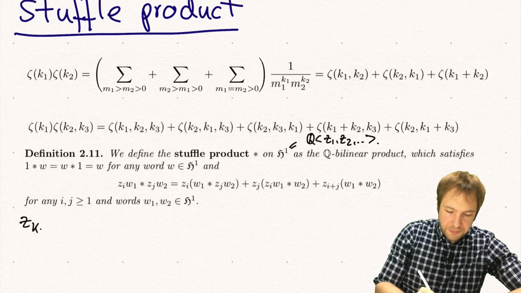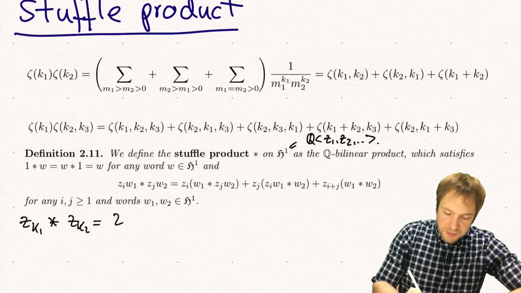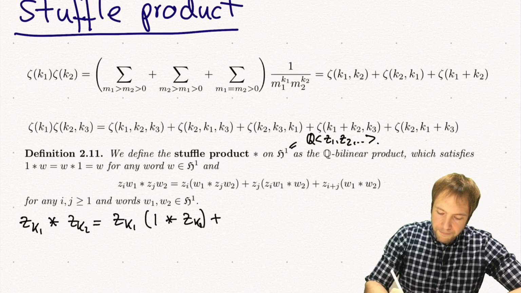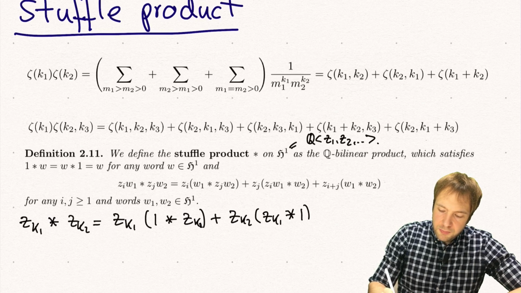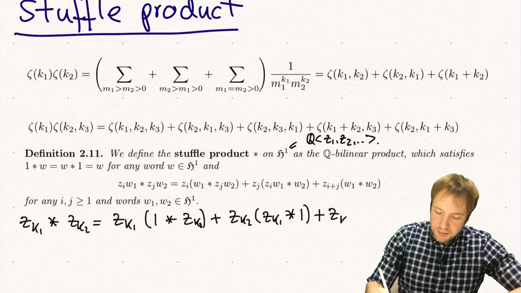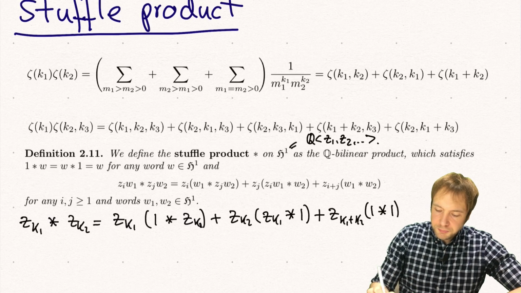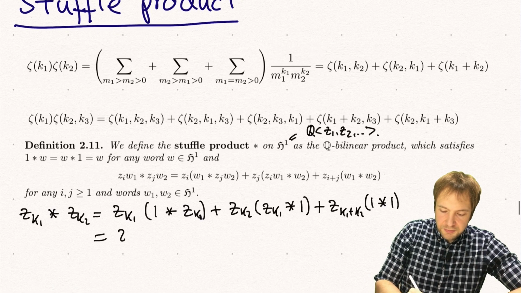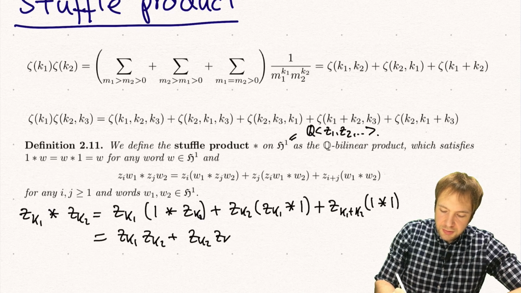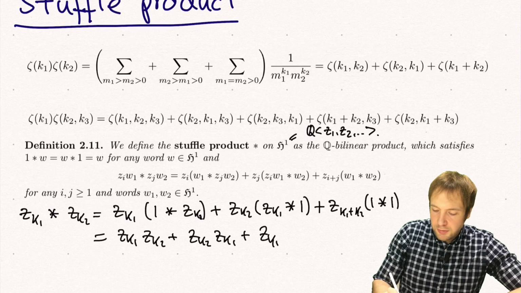So if I multiply z_{k1} stuffle z_{k2}, then by definition this is z_{k1} of empty word stuffle z_{k2}, plus z_{k2} of z_{k1} stuffle empty word, plus now I have z_{k1+k2} of empty word stuffle empty word, and this is just z_{k1}z_{k2} plus z_{k2}z_{k1} plus z_{k1+k2}.